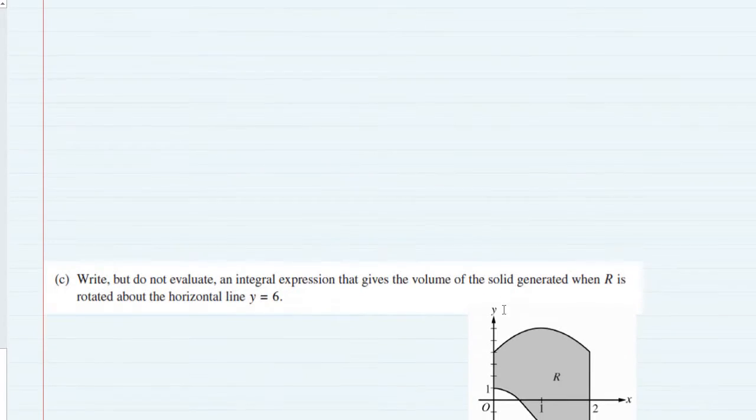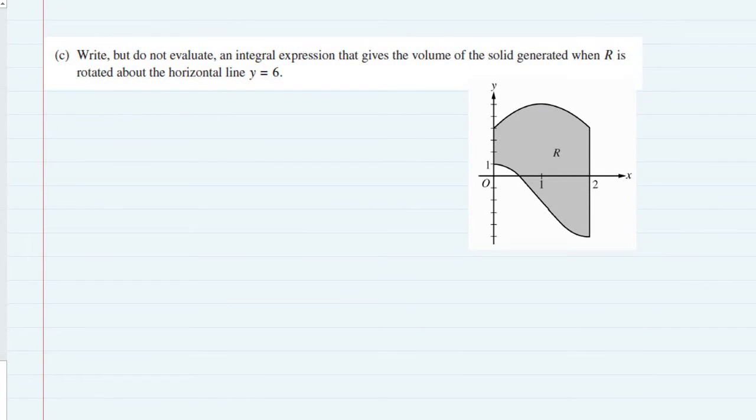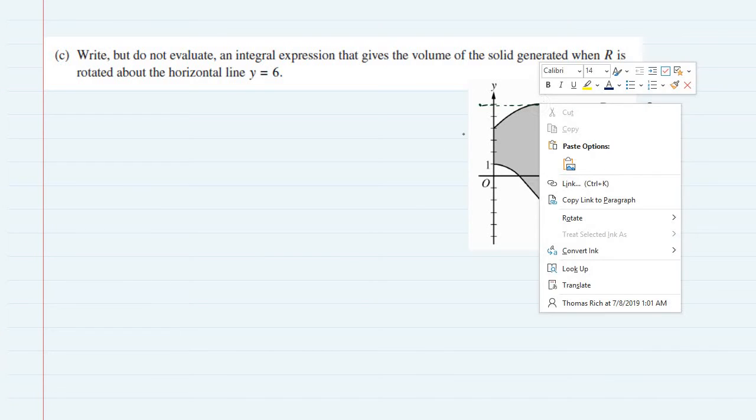Moving down to the third part, part C. We now are going to be calculating volume done by rotation. But in this problem, we only have to write the expression for the volume and not really evaluate it. Now the axis of rotation is the line y equals 6. That is going to be this line right here, passing through the vertex.